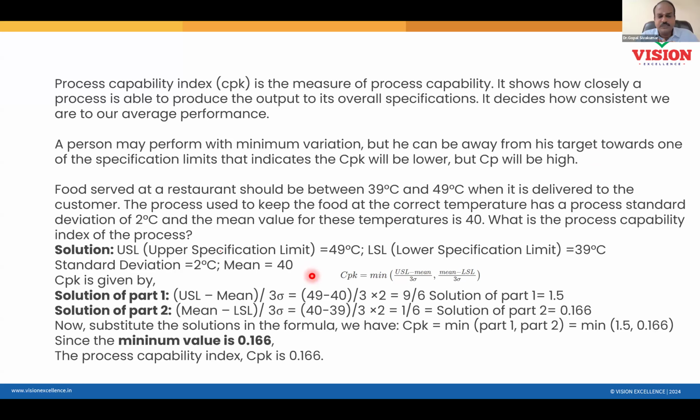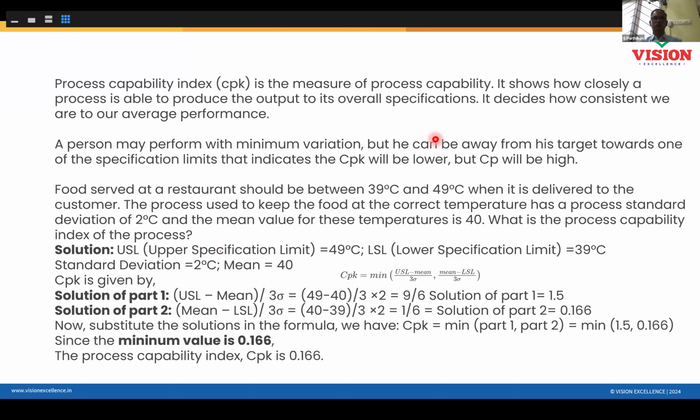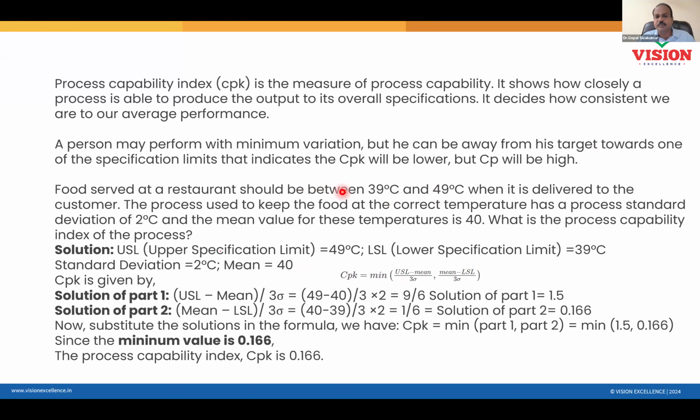So how do you know whether the food is hot or not? The temperature of the food. So the temperature of the food is the metric to be monitored and controlled. And the customer requirement is understood. What is the customer requirement? Food should be maintained at a temperature between 39 and 49. The food served in a restaurant should be between 39 and 49. What is this 39? Lower spec. What is this 49? Upper spec. Of course, the target is somewhere in between.